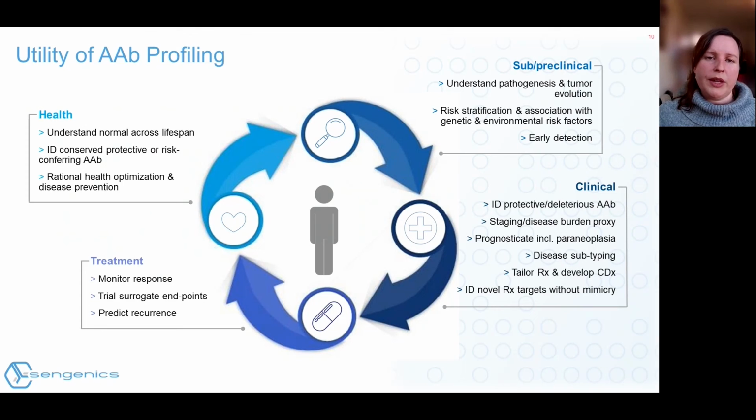Finally, during treatment, we can monitor the response to treatment. We can even use autoantibodies as surrogate endpoints for clinical trials in which the actual outcome or endpoint will happen years down the line. We can also help predict recurrence using autoantibodies.